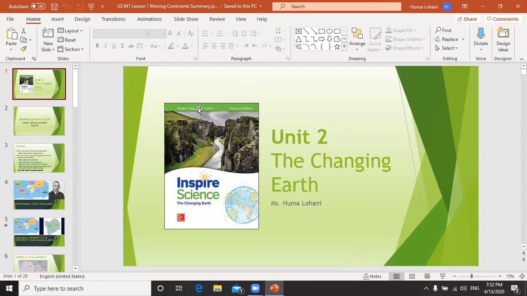Today we are going to do Grade 7 Inspire Science, Unit 2. The book is Unit 2, The Changing Earth. What does this book name suggest? What is it going to talk about? What are we going to study in this book? That how the earth has changed.